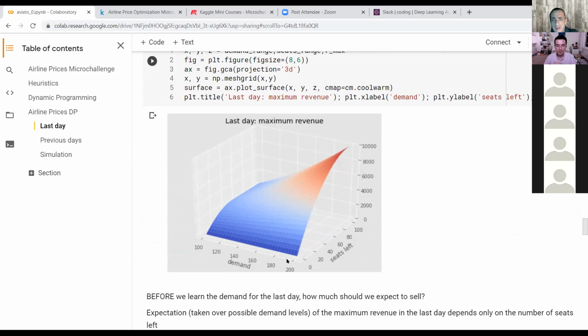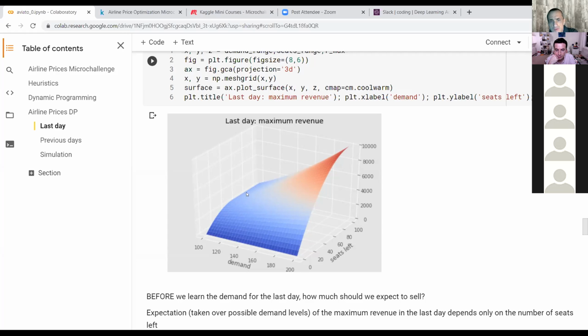So this is the demand level. This is the seats left. For example, if there are no seats left, whatever the demand level is, you don't get any revenue. If you have all the seats still on the first day, depending on the demand, you get different levels of revenue, right?